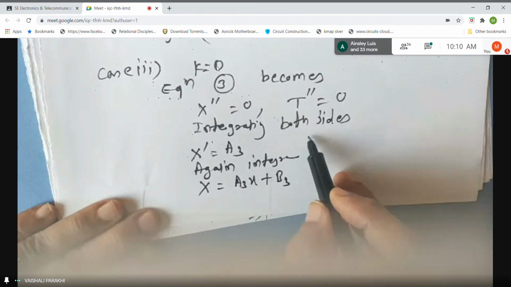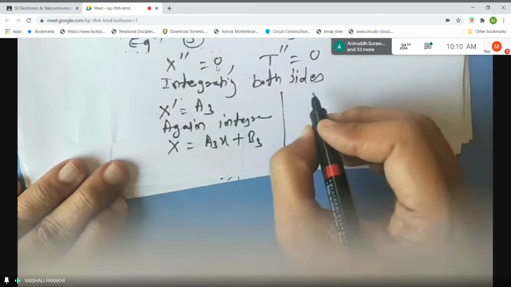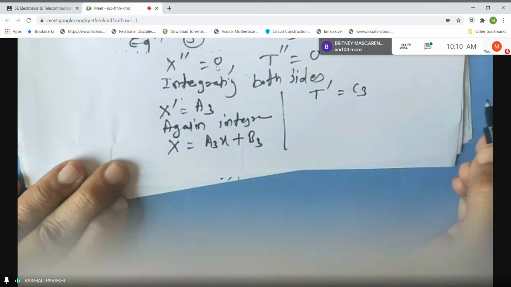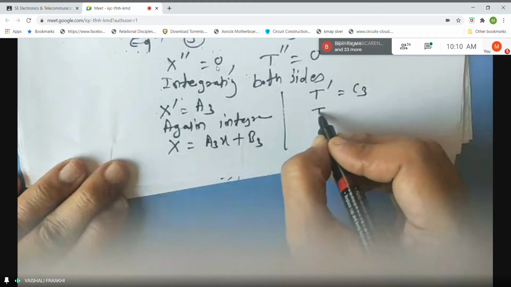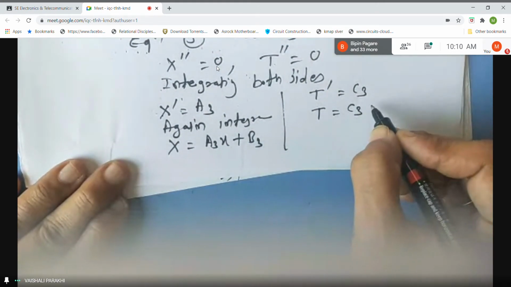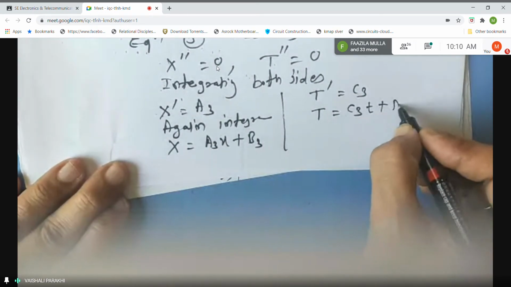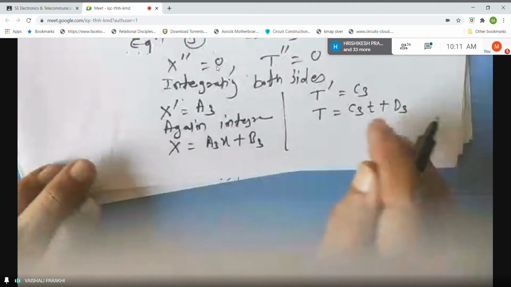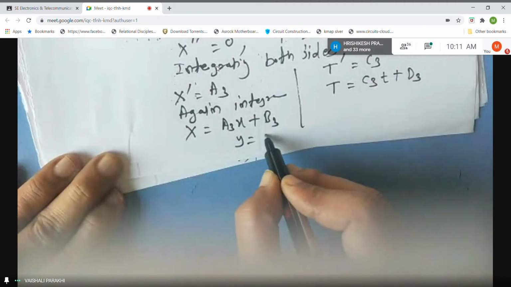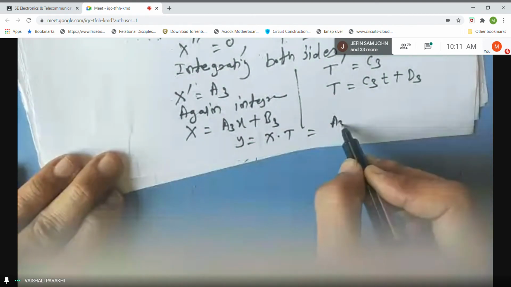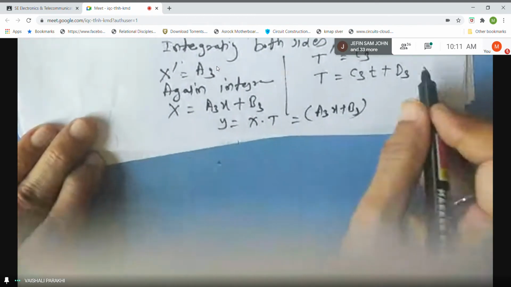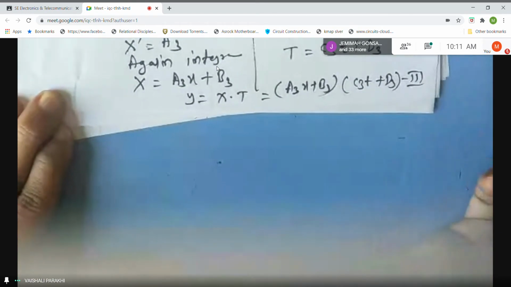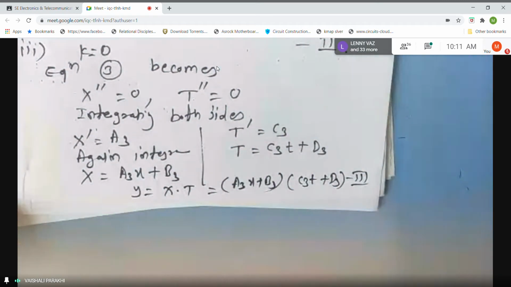Okay. And t double dash is equal to 0. Again, if you integrate both sides, then t dash will be equal to c3, since a3, b3 are used. Again integrate. So it will be t is equal to c3 t plus one more constant of integration, d3. Okay. And what will be y in this case? X into capital T will be a3 x plus b3, multiplied by c3 t plus d3, and this is your Roman 3, equation number 3.